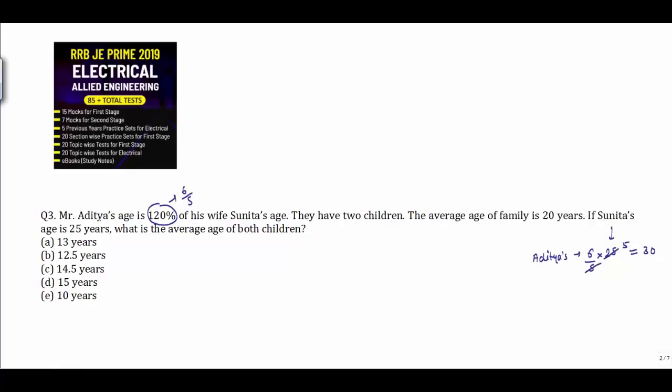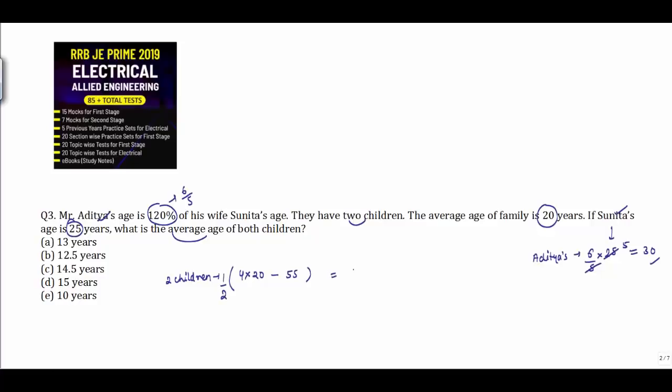Now total age of Aditya and his wife Sunita is 25 plus 30, 55. The average age of family is 20 years. There are 2 children, 2 plus these 2 people, Aditya and Sunita, they together make 4 people. So total age of the family would be 4 into the average, that is 20. If we subtract from total age the age of Aditya and his wife, we will get the age of 2 children. What we need to find is the average age of both children. So this is the sum of the ages of these 2 children. So to find their average, we need to divide it by 2.